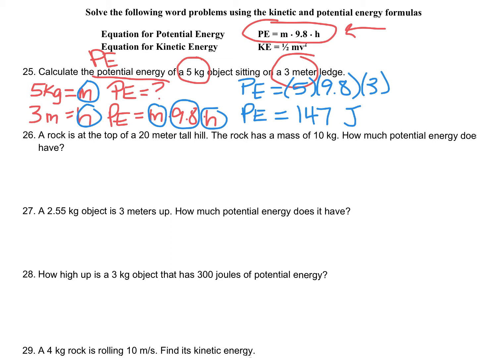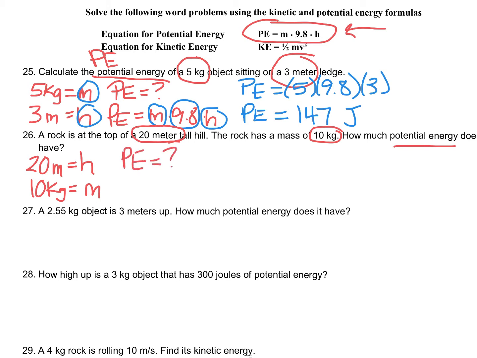Let's move on to question number 26. A rock is at the top of a 20-meter tall hill. So first of all, something that's 20 meters, that sounds like up high, that sounds like the height. It says the rock has a mass of 10 kilograms. So 10 kilograms sounds like the mass of the rock. We want to know how much potential energy it has. So similar to the previous problem, we're looking for potential energy.